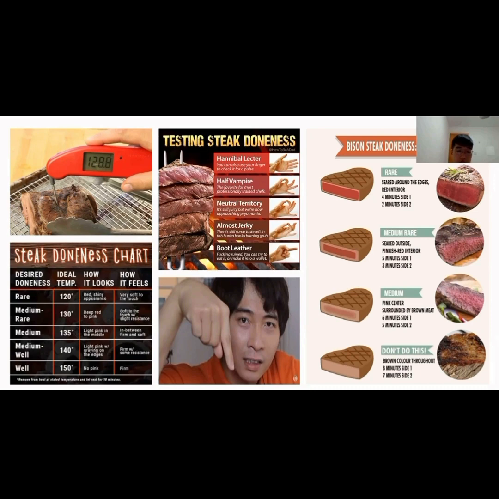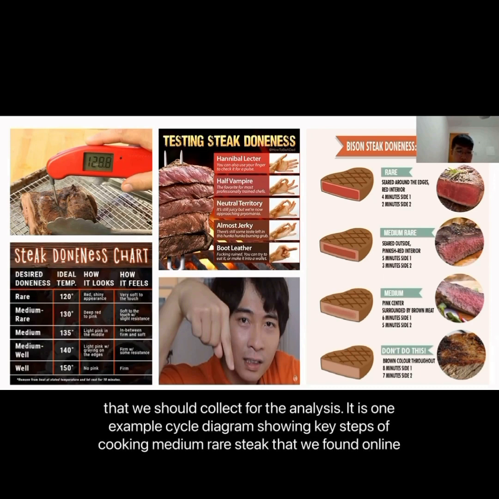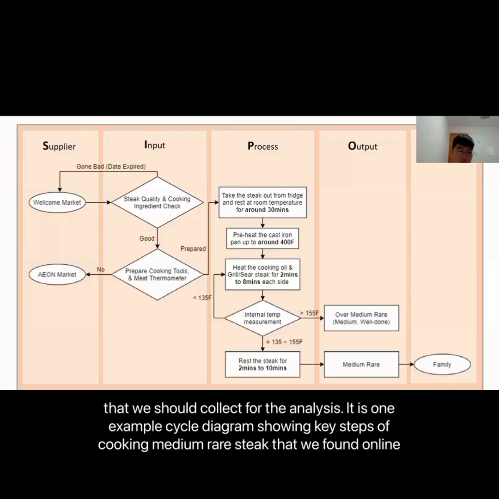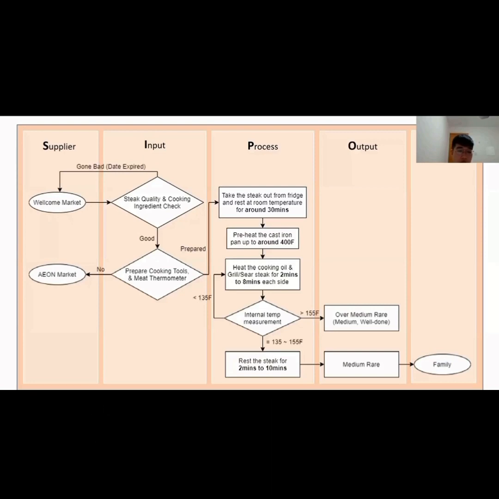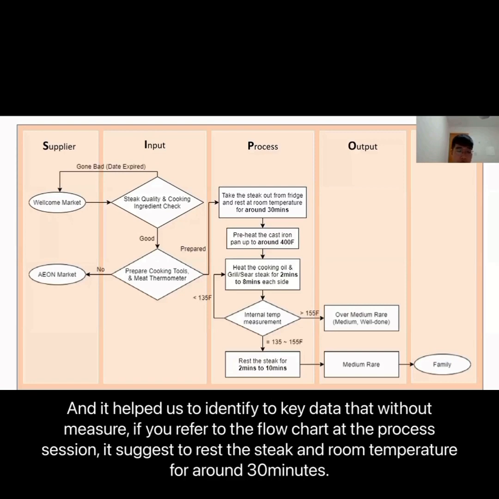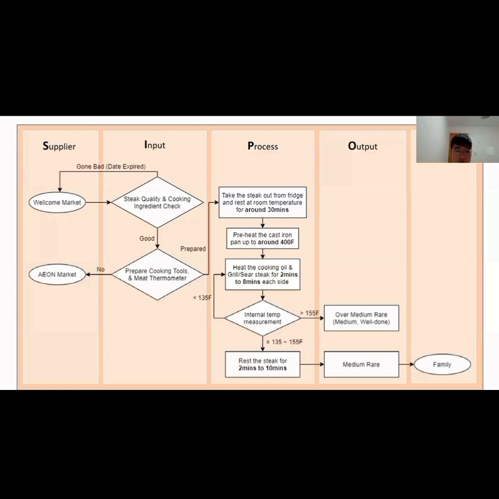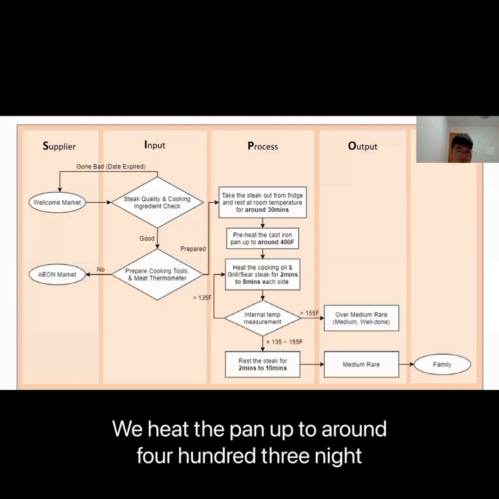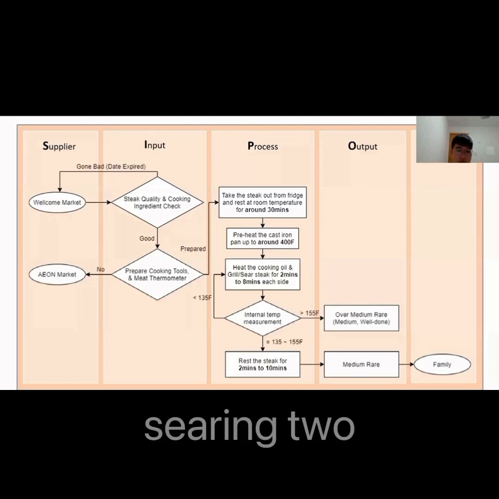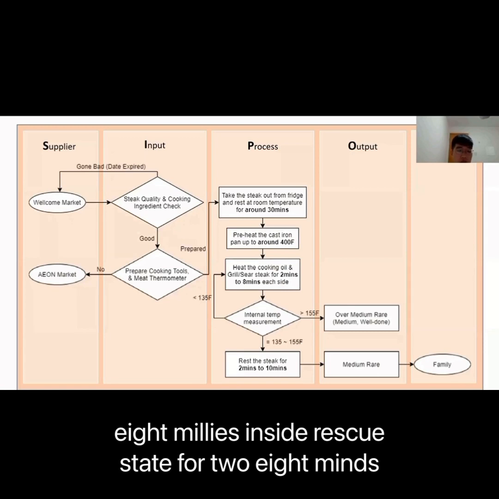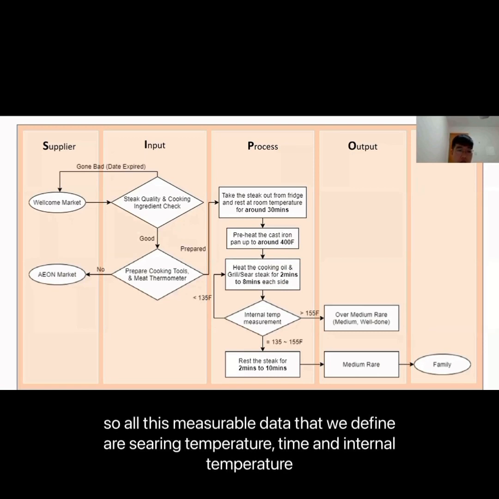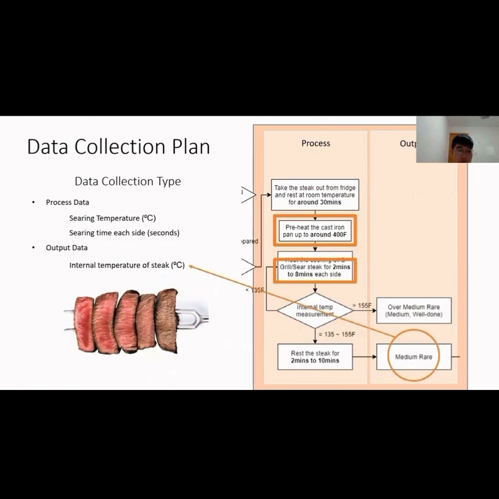So first, what is the critical data that we should collect for the analysis? Here is one example SIPOC diagram showing key steps of cooking medium rare steak that we found online, and it helped us to identify the key data that we shall measure. If we refer to the flowchart at the process section, it suggests to rest the steak at room temperature for around 30 minutes before cooking, preheat the pan up to around 400 Fahrenheit, sear 2 to 8 minutes each side, and rest your steak for 2 to 8 minutes. So all the measurable data that we defined are searing temperature, time, and internal temperature.